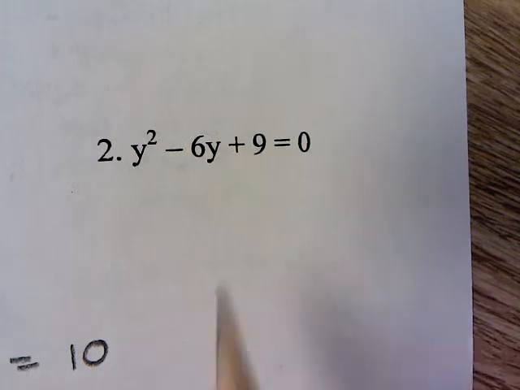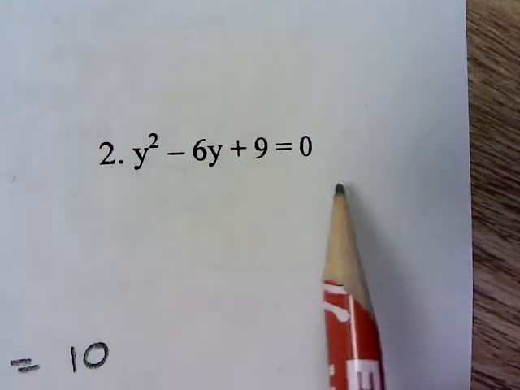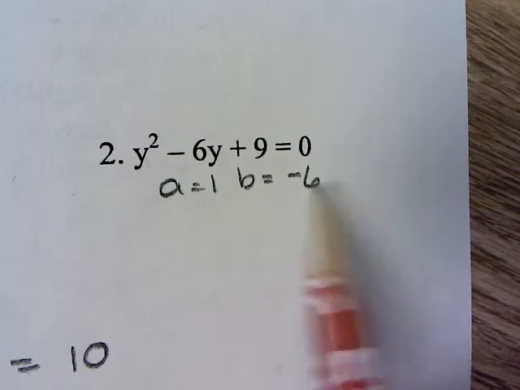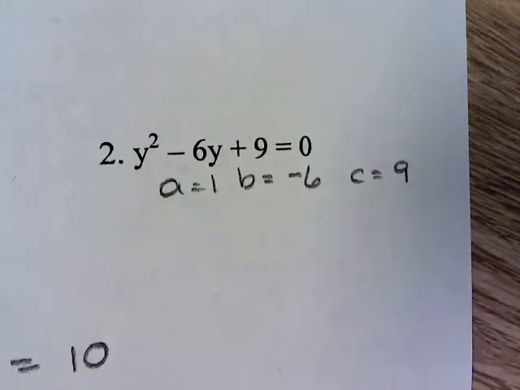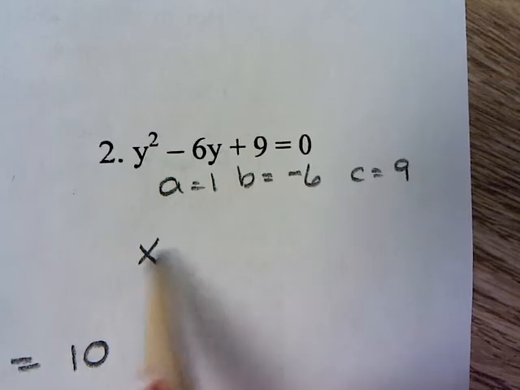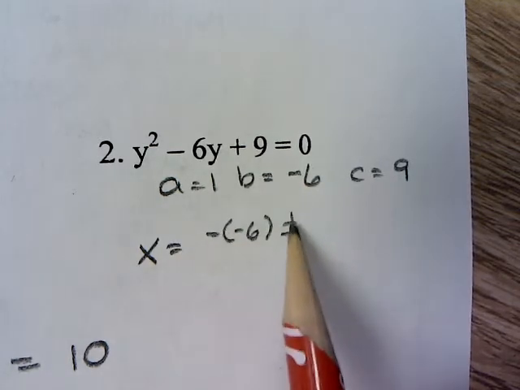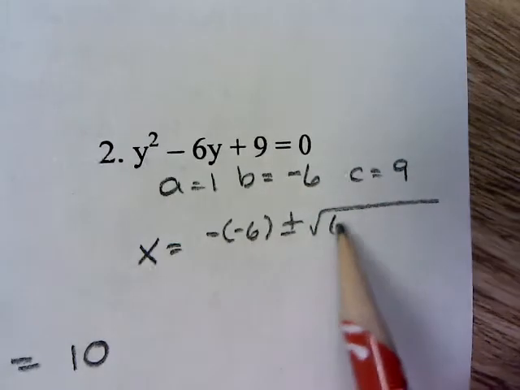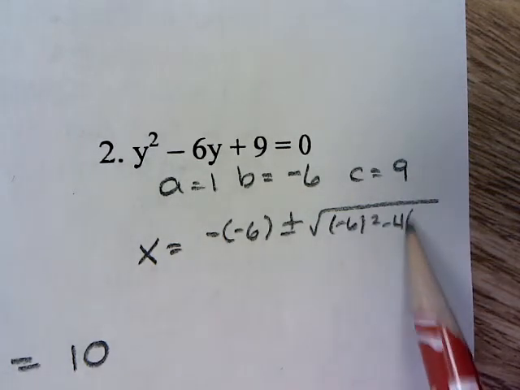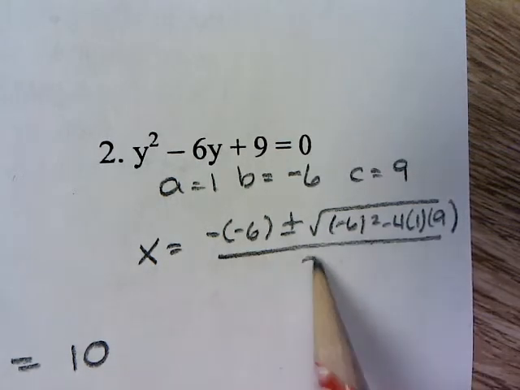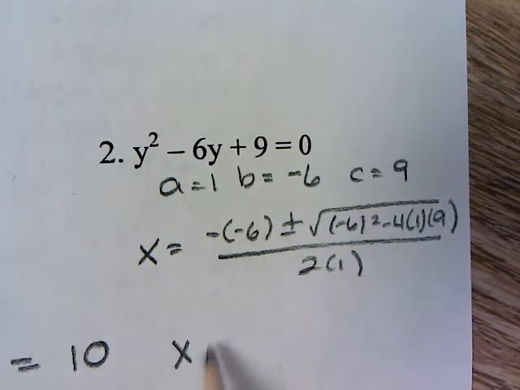So on number 2. Okay, A, B, and C. So A is 1, B is negative 6, C is 9. Plug it into my formula. Three, simplify the math.